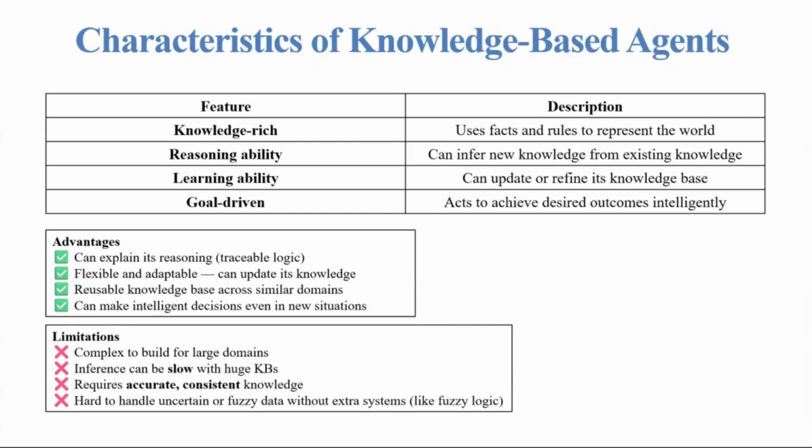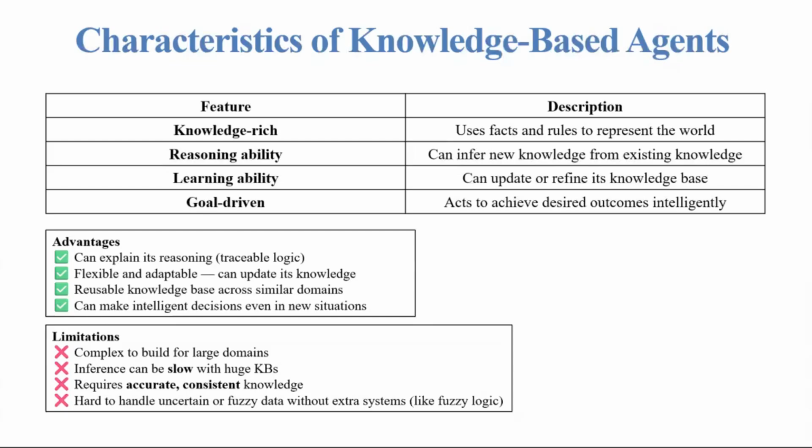Think about creating an AI system for an entire hospital. You would need thousands of medical rules covering hundreds of diseases, treatments, medicines, and exceptions. Writing all those rules manually takes enormous time and effort. As the domain grows, maintaining the knowledge base also becomes more challenging.